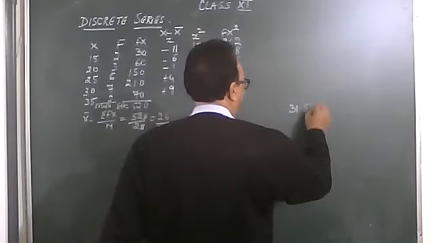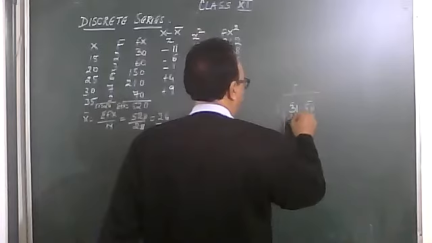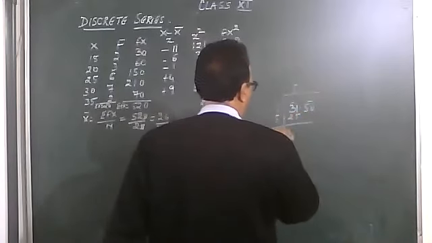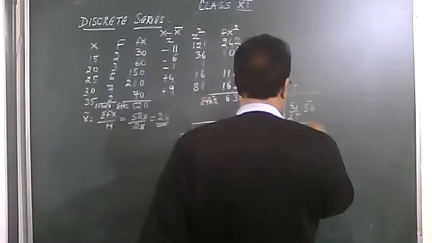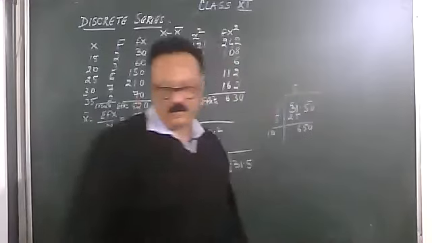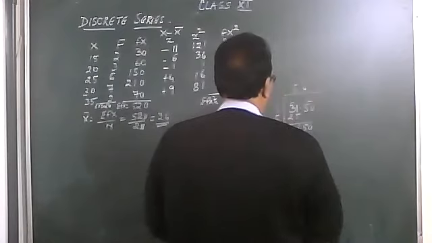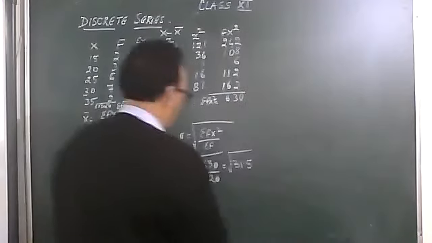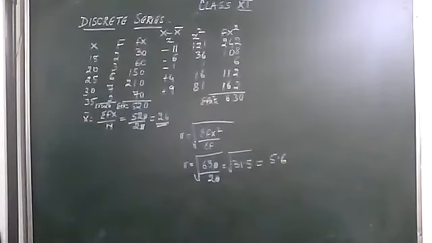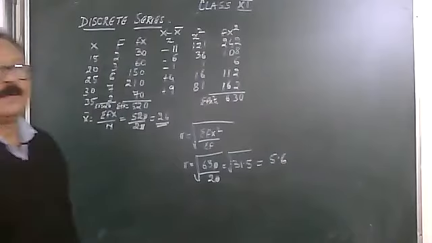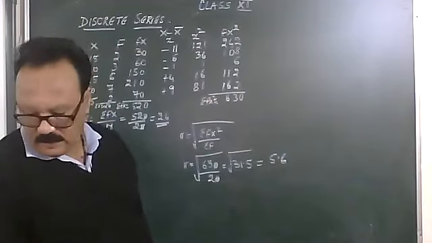Square root of 31.5. 5 fives are 25, 31 minus 25 is 6, and so on. It will be roughly 5.6. So the standard deviation is 5.6. We can go to a maximum of 2 places of decimal and then leave it.